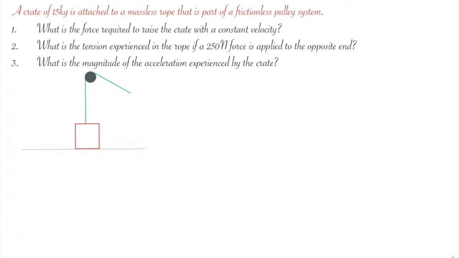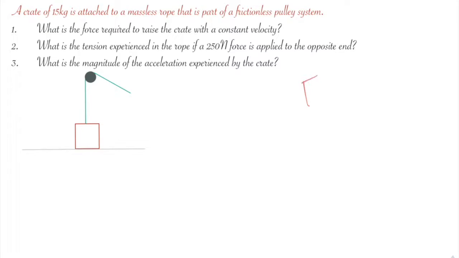In this video we're going to expand off of the Newton's second law video that we witnessed in this playlist. And we're going to begin by looking at a pulley system problem. Now this is pretty straightforward, and we're going to look at a sign and equilibrium problem next that is going to be a little more complicated. But this scenario reads, a crate of 15 kilograms is attached to a massless rope that is part of a frictionless pulley system. What is the force required to raise the crate with a constant velocity?